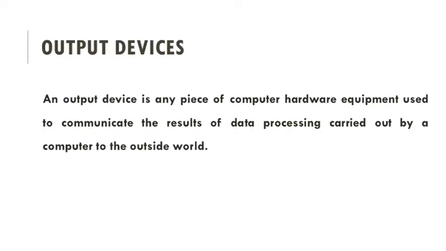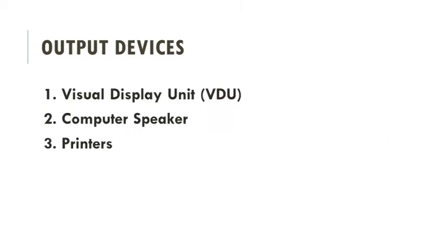An output device is any piece of computer hardware equipment used to communicate the results of data processing carried out by a computer to the outside world. So the commonly used output devices include the monitor and speakers. So now we have to focus on these two devices, which is the visual display unit, which is the monitor. Then we have the speaker.